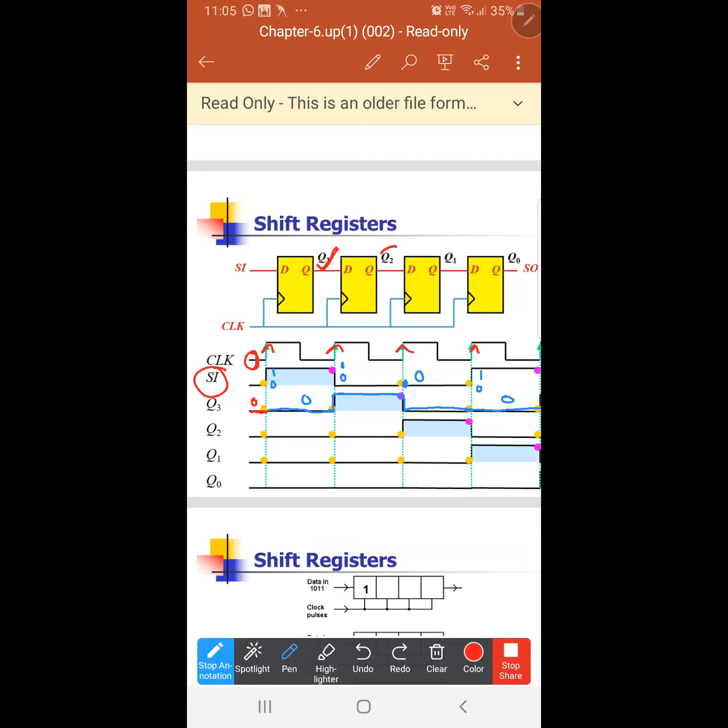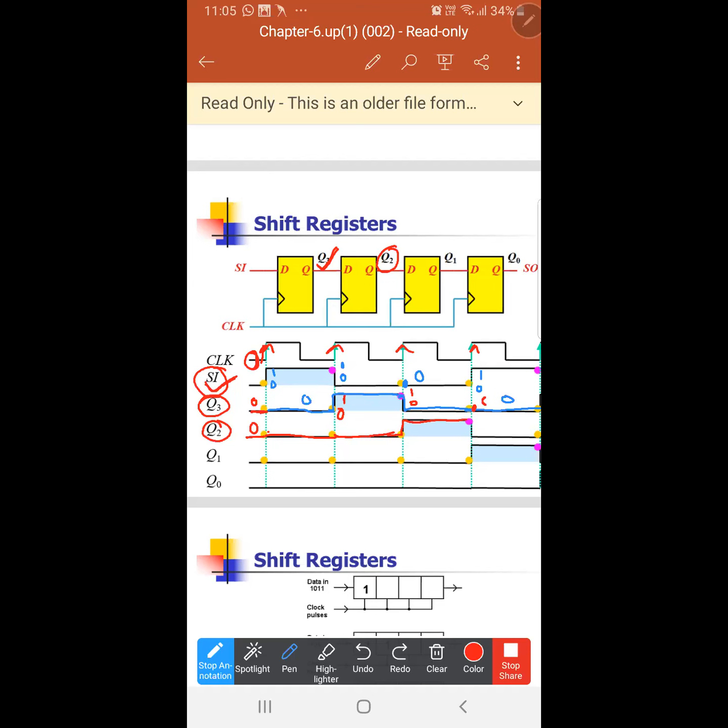Now I want to plot the waveform for Q2. For Q2, which one is the input? Is this SI? No, Q3. Now Q3 is the input, so you need to follow Q3. Before the clock, of course, 0. Now at the edge of the clock, the result is 0, so of course it will be 0. Now this is 0 and 1, so the result will be 0. Now here, this is from 1 to 0, so what will be the output in this case? 1.